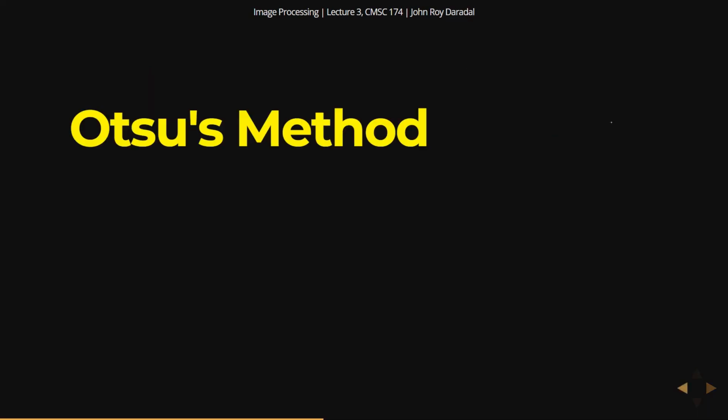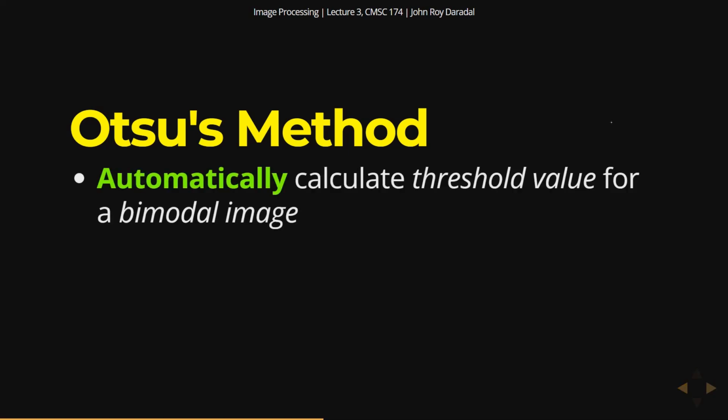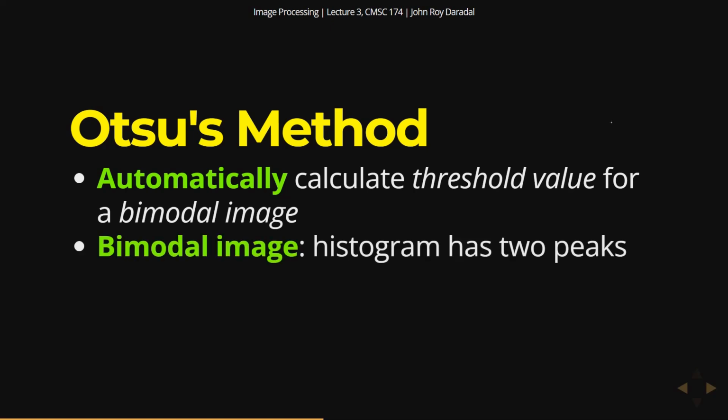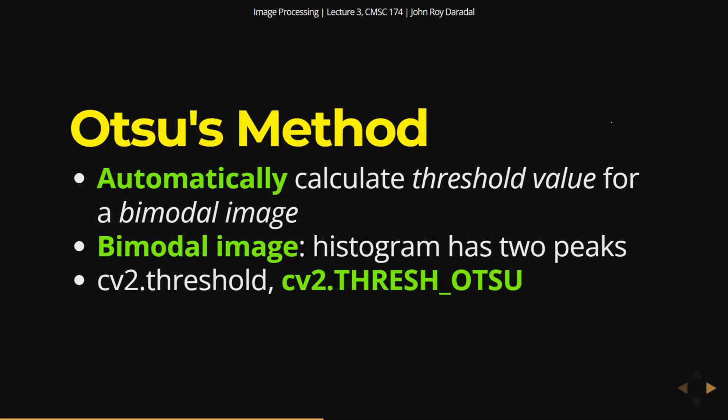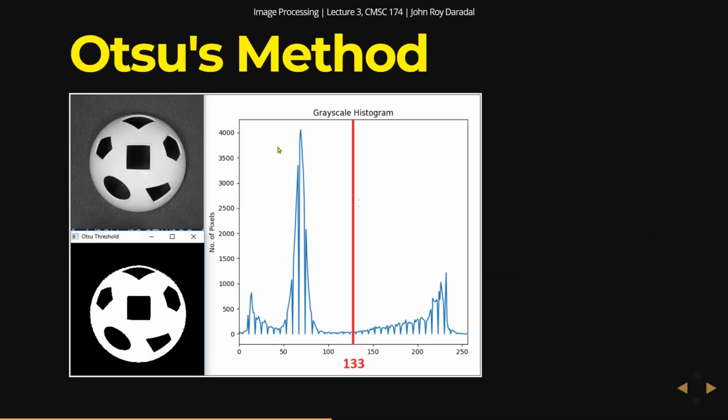Okay. Now, next we also have another method for thresholding, which is Otsu's method. So for Otsu's method, it automatically calculates the threshold value for a bimodal image. Now, what is a bimodal image? A bimodal image is basically an image whose histogram has two peaks, or two maximum points. Okay, so to use Otsu's method, we will still use cv2.threshold, but we will send the thresh Otsu flag.